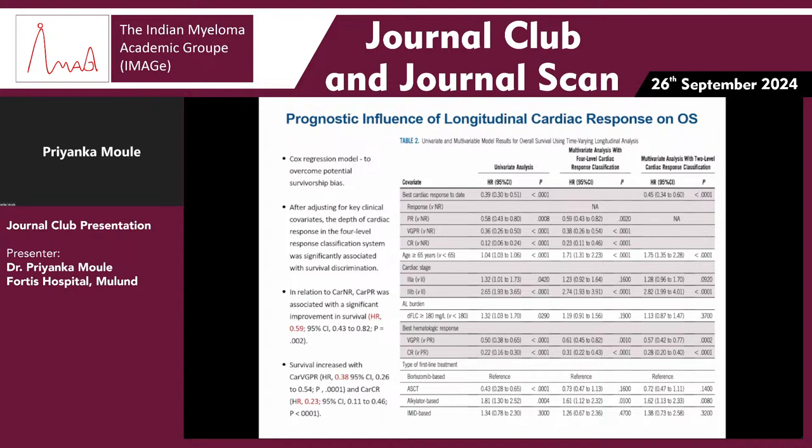Prognostic influence of longitudinal cardiac response and the overall survival. They used a Cox regression model to overcome the potential survivorship bias. And they found that, adjusting for the key clinical covariates, the depth of cardiac response in this 4-level response classification system was significantly associated with survival discrimination. We can see in the cardiac CR group, the hazard ratio comes down to 0.23. In relation to a cardiac non-response, even a cardiac PR had a significant improvement in survival. Similarly, a cardiac CR had a better hazard ratio than a cardiac VGPR.